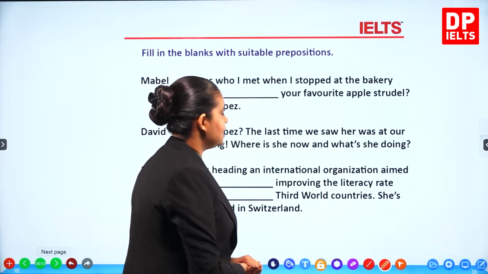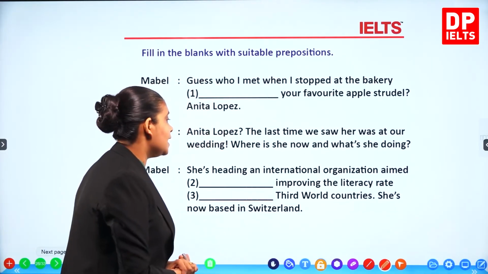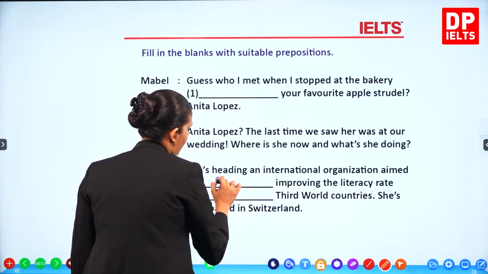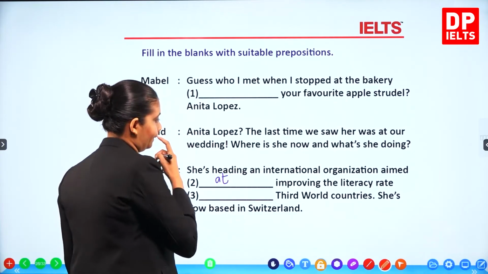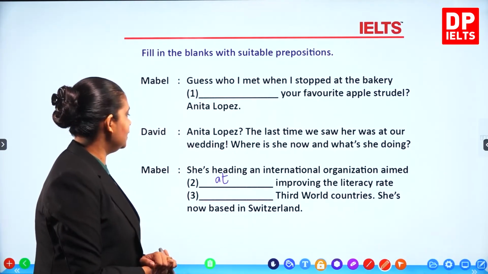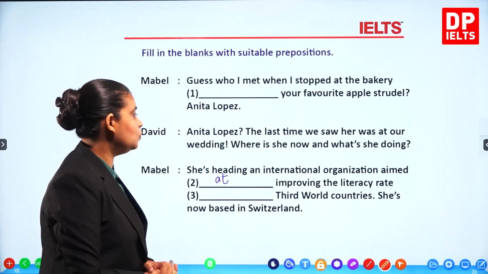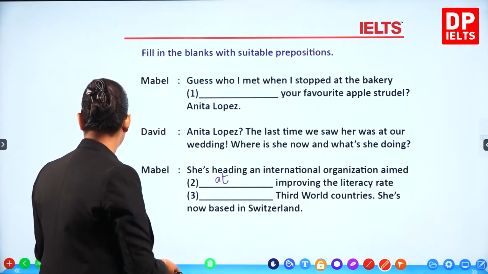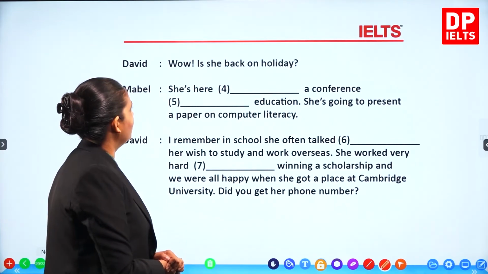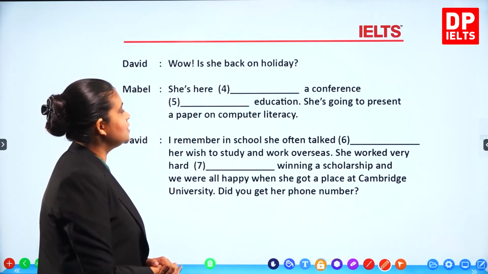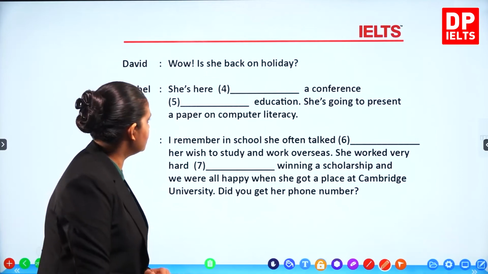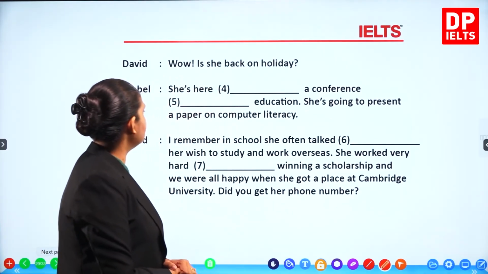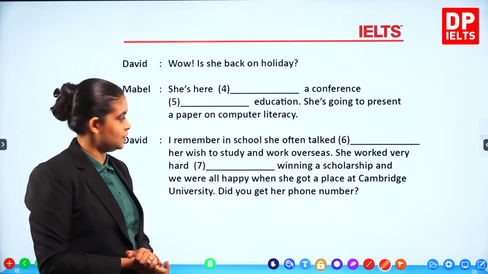She's heading an international organization aimed. What is the goal? So let me put an example here. Aimed at improving the literacy rate, third world countries. She's now based in Switzerland. Wow, she's back on holiday. She's here, blank, a conference, blank, education. She's going to present a paper on computer literacy.